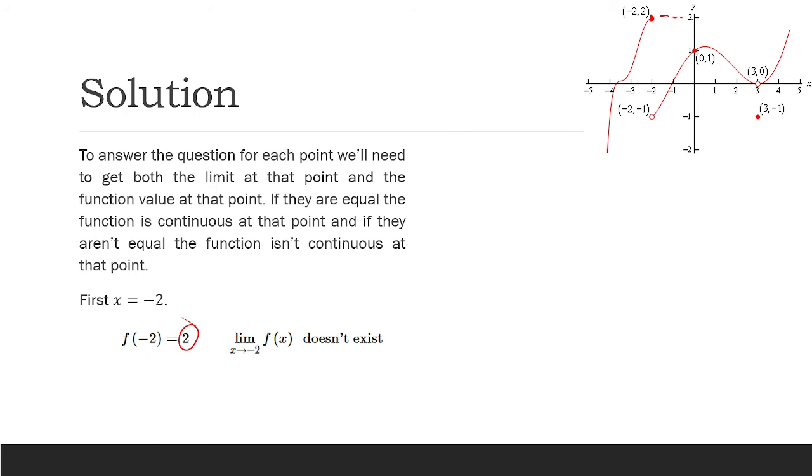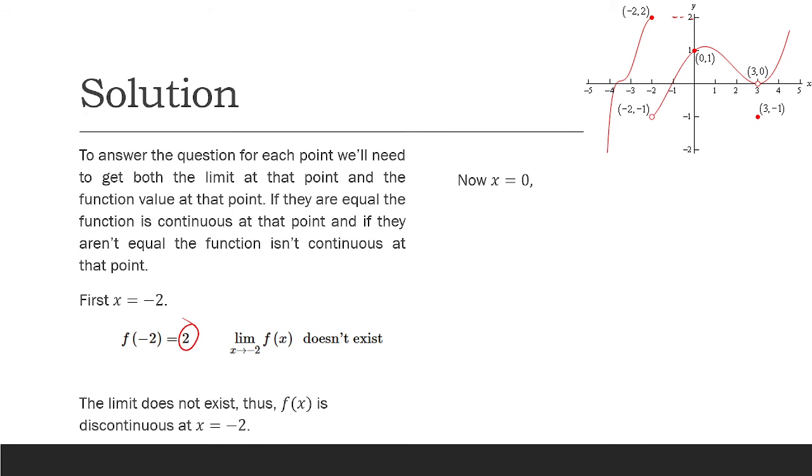Kung makikita kasi natin, this is your negative 2 coming from the left side, it approaches positive 2. Coming from the right side, it approaches negative 1. So therefore, hindi sila nag-converge into one single value. So that means that the limit does not exist. So by definition of continuity, the function is not continuous at x is equal to negative 2. Ano yung reason natin? There is no limit. So hindi natin pwedeng ma-equate yung value ng function natin at negative 2 since wala tayong limit at that point.